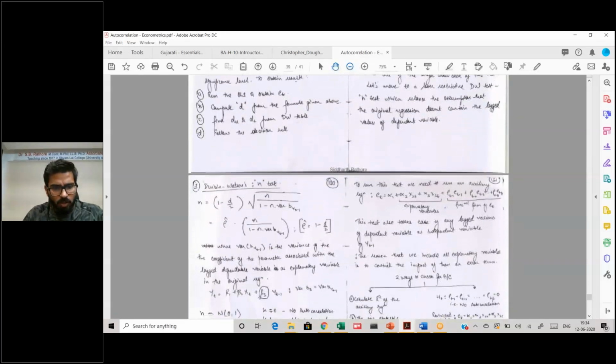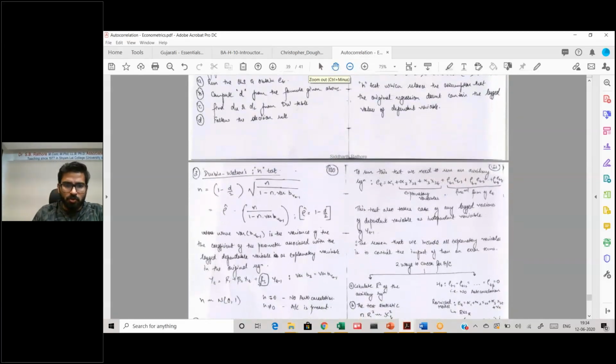In case of a Durbin-Watson h test, what is your h statistic? Remember, in case of your d test, you had a d statistic. Here you have an h statistic. And what is your h statistic? It is 1 minus d/2, which is equal to rho hat, and you are multiplying this by square root of n upon 1 minus n into the variance of the parameter where your lagged variable is there.